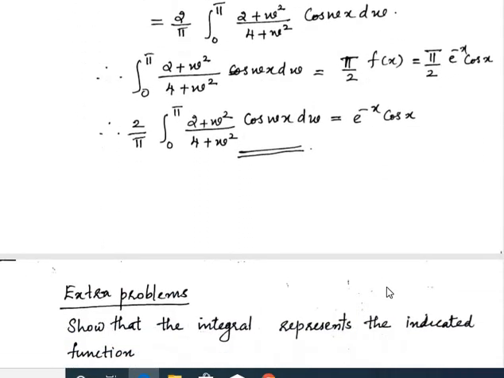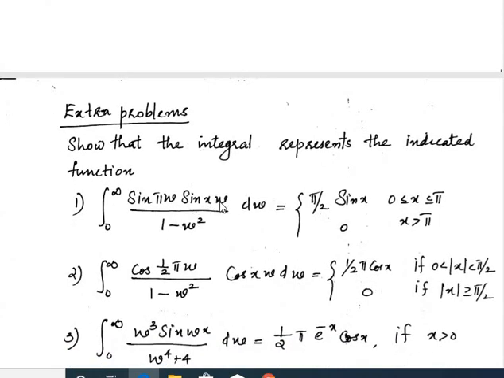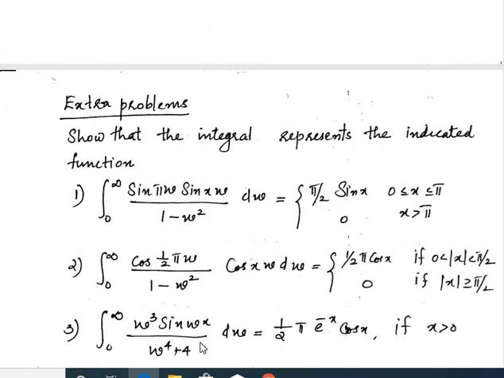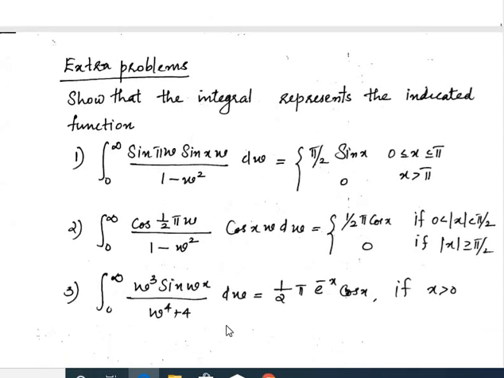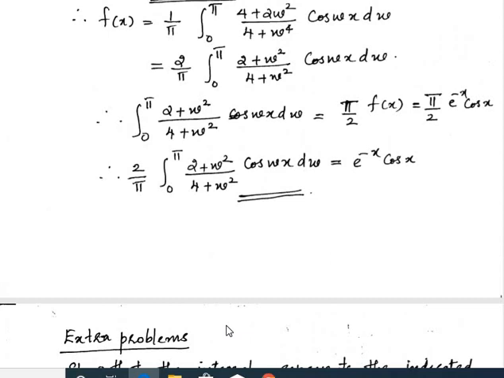So there are some extra problems given here. That is, the first one: sin pi omega sin x omega by 1 minus omega square. We can see that x comes with sine, so we have to apply the Fourier sine integral. Here x comes with cosine, so apply the Fourier cosine integral. Here x comes with the sine term, so apply the sine integral.